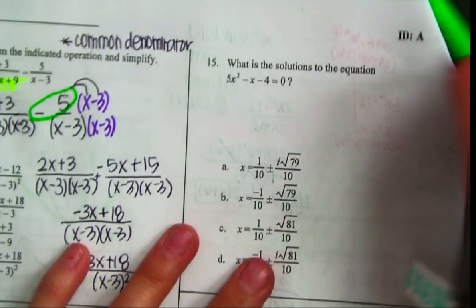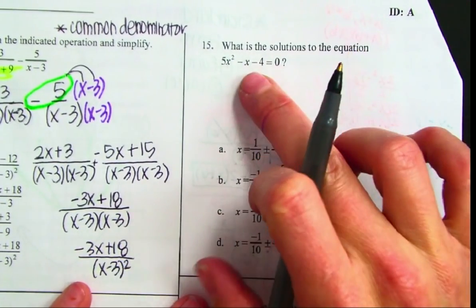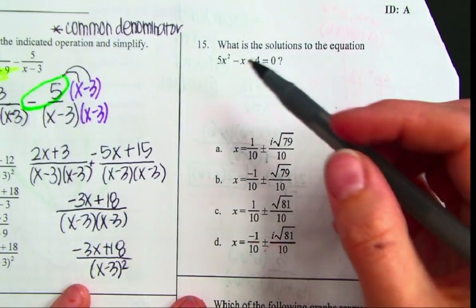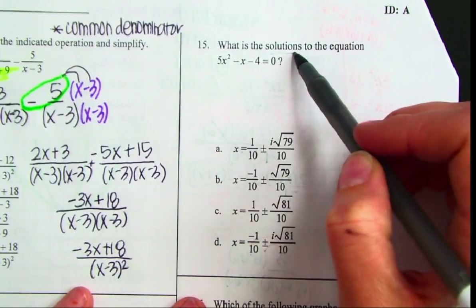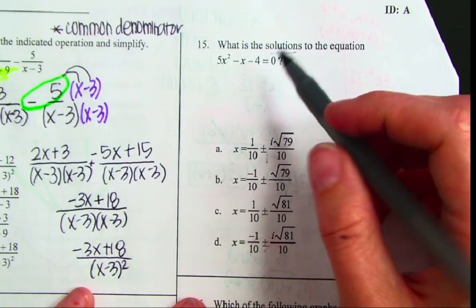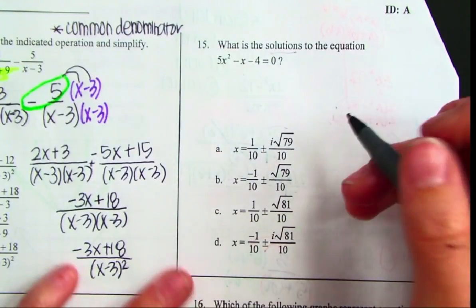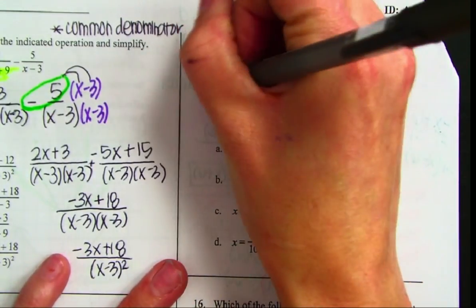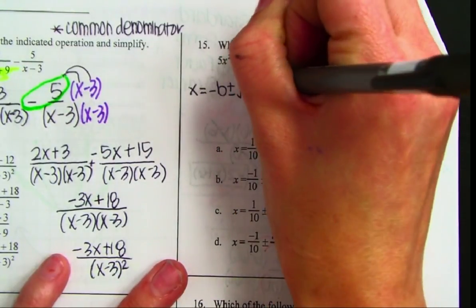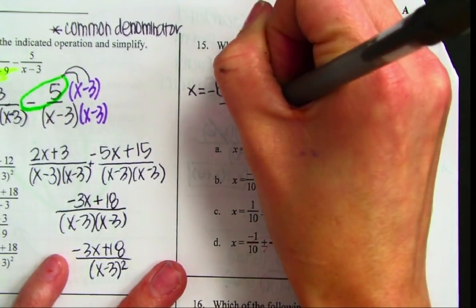Number 15 is asking what are the solutions to this quadratic equation. So what we want to do is make sure that we are understanding when it asks for solutions. We have several methods. We can do our factoring method. We can do several methods, but based on our answers, we're going to want to use the quadratic formula. So we have to memorize that the quadratic formula is opposite b, or negative b, plus or minus the square root of b squared minus 4ac all over 2a.